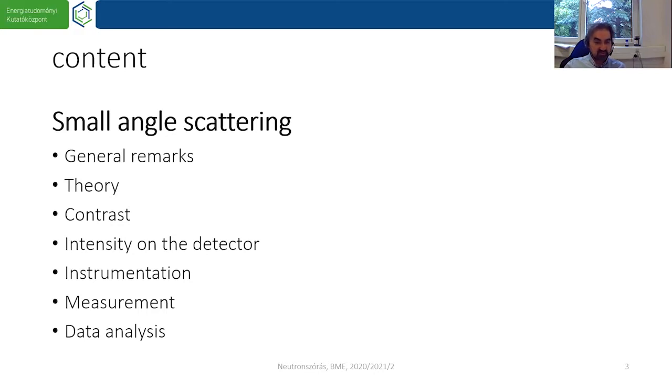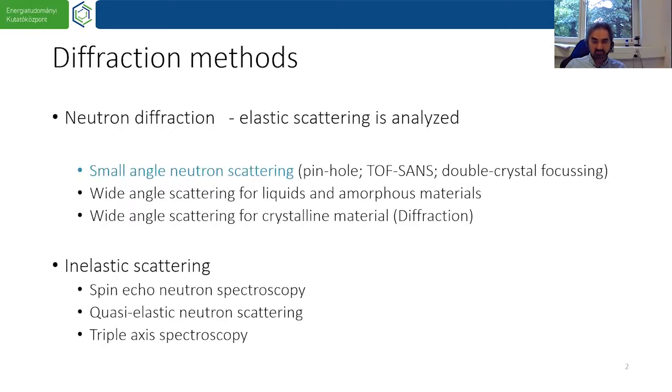Now, instrumentation consists of a description of the basic or general type of small angle scattering instrument. And then we shall see how a measurement is actually done, and in the end we shall train together with you online some examples for data analysis. Voila. Please ask questions if you have questions about any of these previous terms.